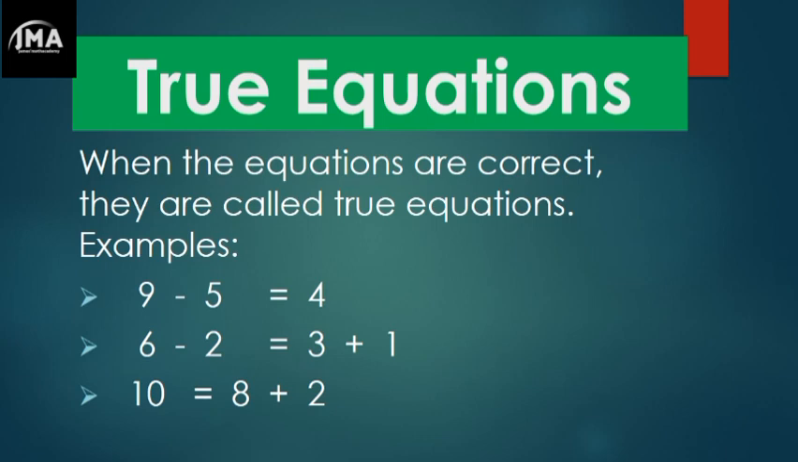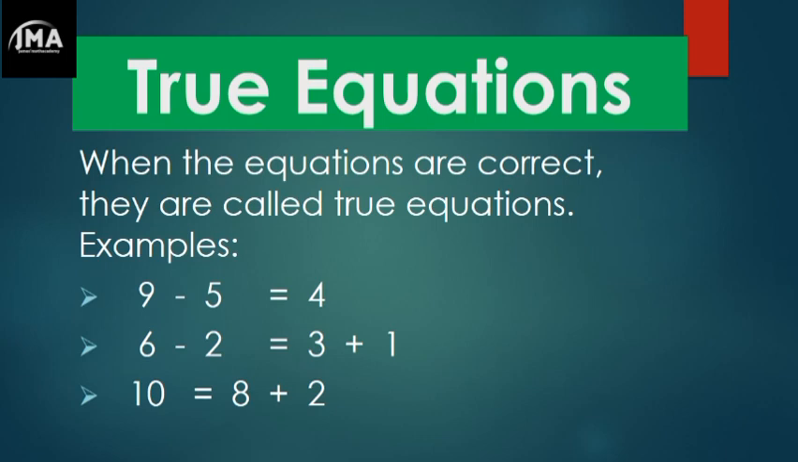So let's dive further into what is meant by a true equation. When an equation is correct, it is called what? A true equation. And what I mean by correct is that the left hand side must be equal to the right hand side.